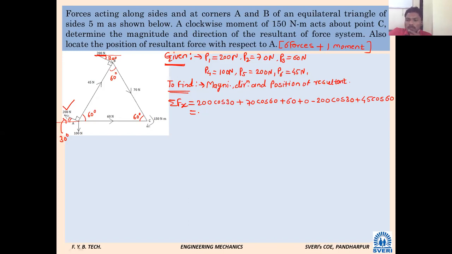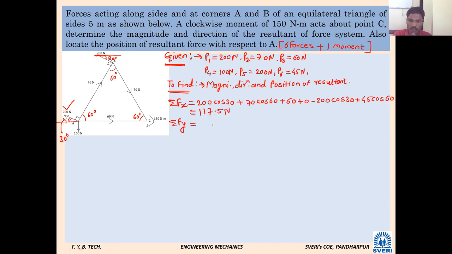117.5 Newton. Correct. Next, summation F1. Same now. Forces are with you.